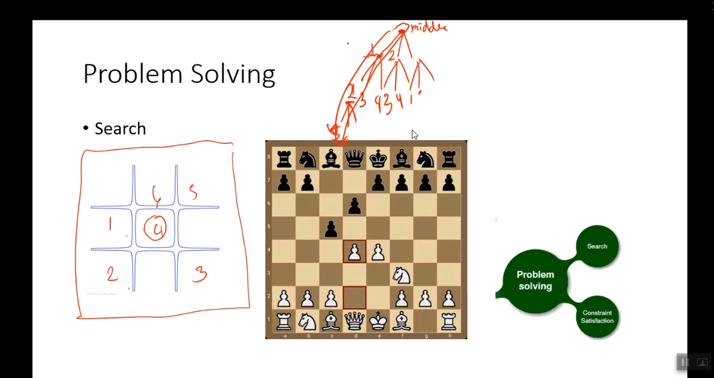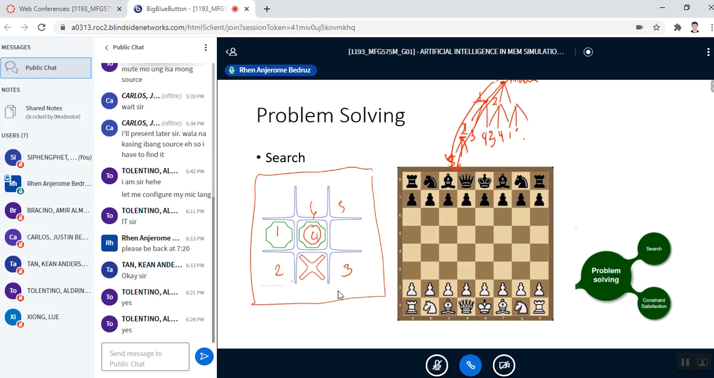Am I clear? So in this case, you're just looking for the path to win. Am I clear here? Or do you want me to repeat? Clear, sir. For the others, it's clear. Clear. Okay, sir, okay.